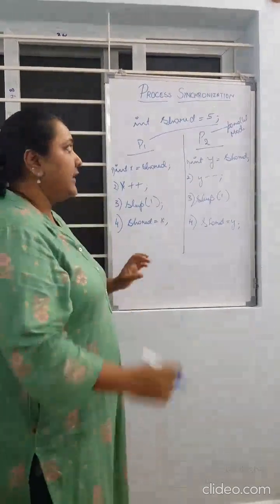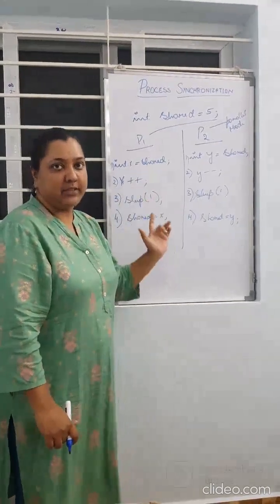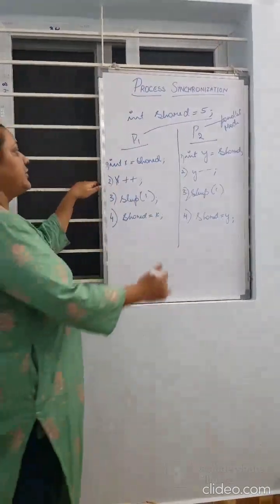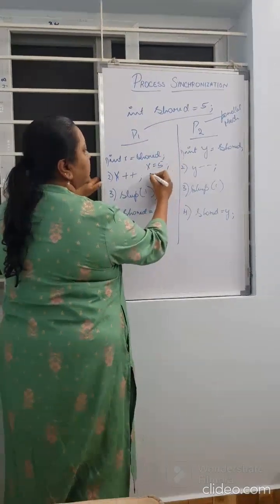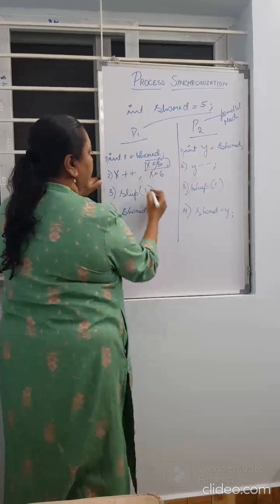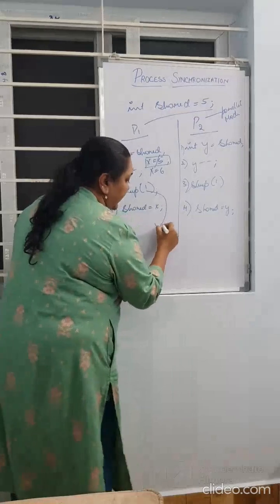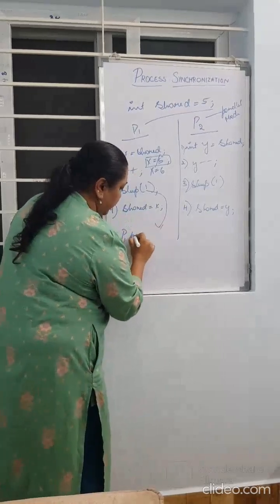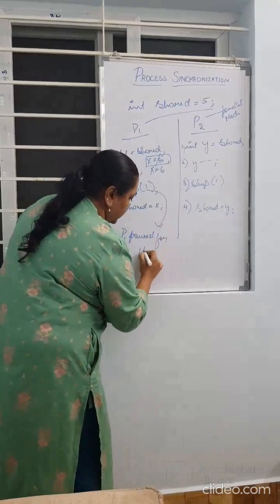So just imagine that we are taking the P1 process first, the CPU is executing the P1 process first. So how is it going to execute? Shared is 5, so X is going to be 5. X has been incremented to 6. The third instruction is sleep 1. So we are telling the process P1 should be paused for 1 second.